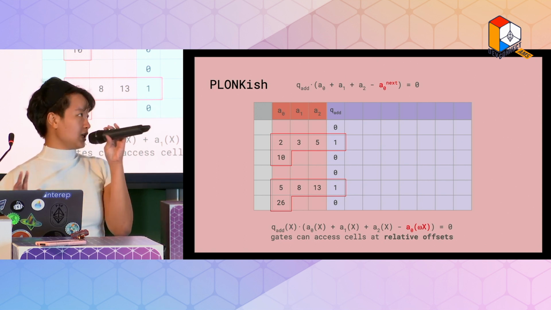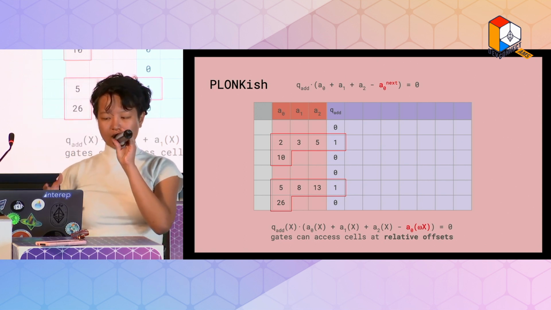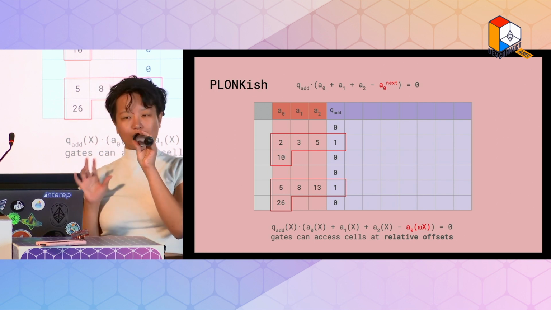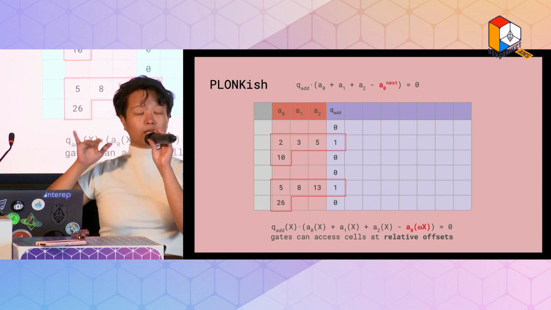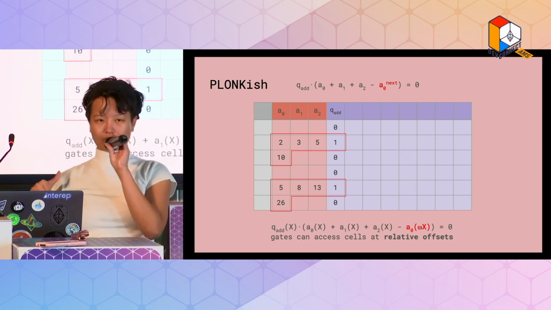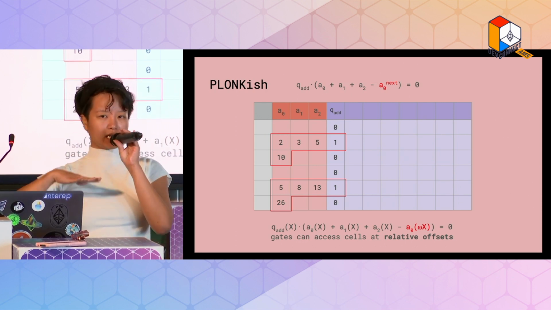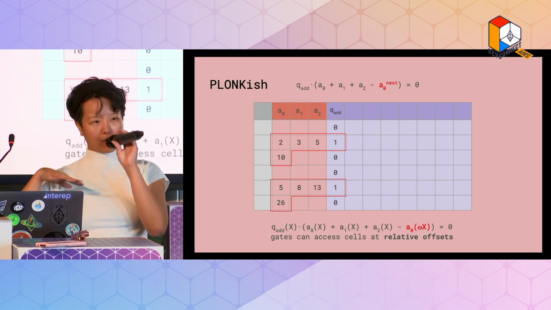And how we achieve these relative offsets is by making use of the fact that our evaluation domain is over the powers of the primitive nth root of unity. And we can simply rotate by multiplying by powers of omega.